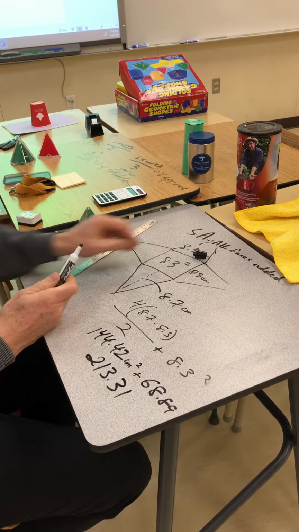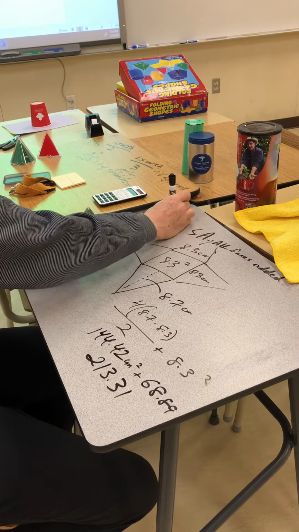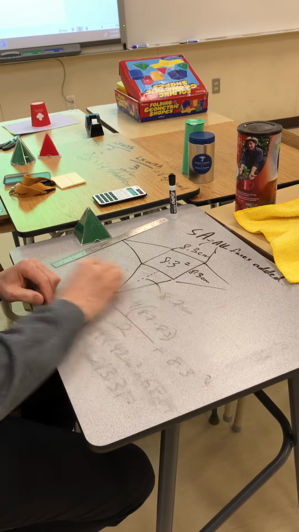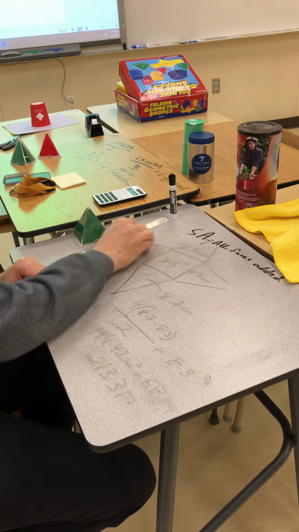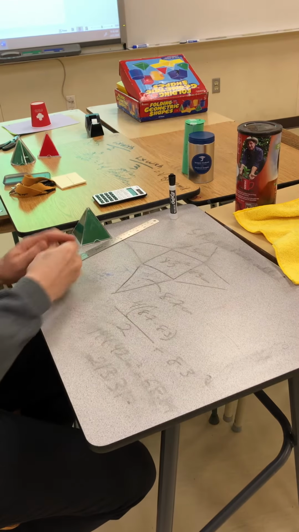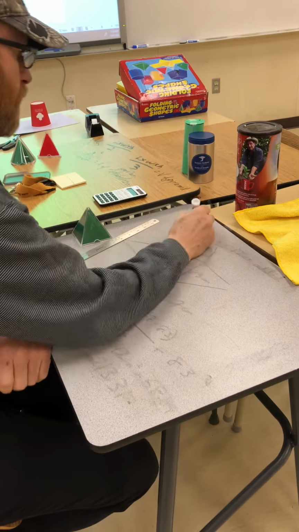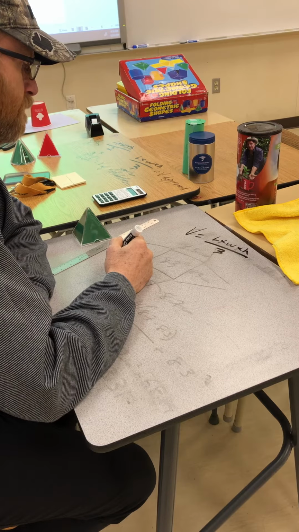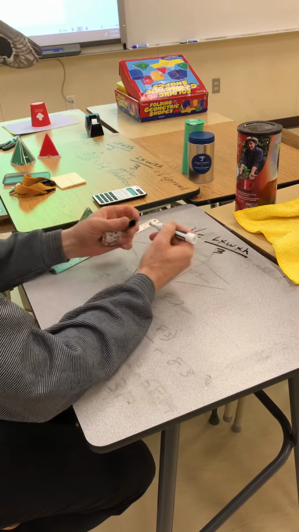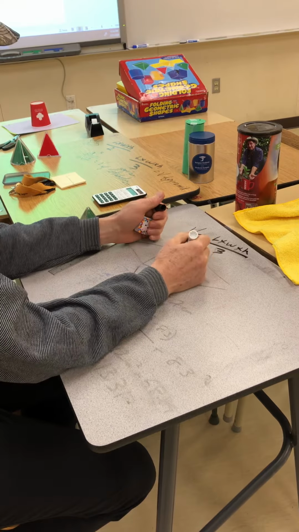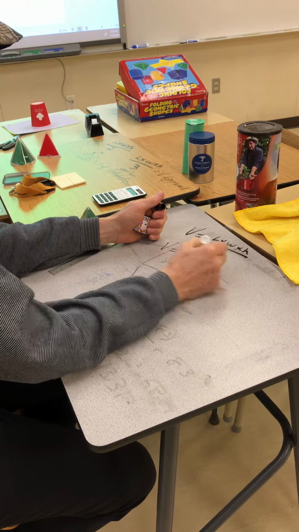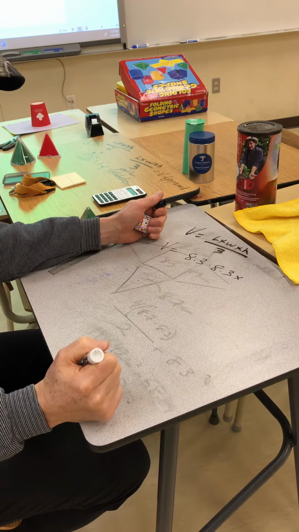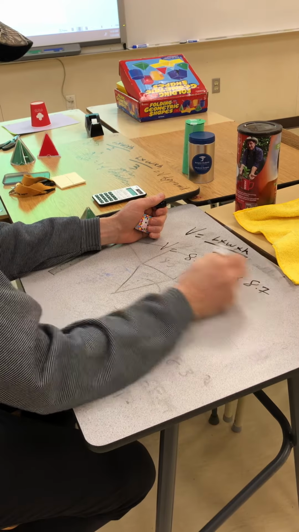Now, let's look at the volume of this thing. Volume of a pyramid happens to be a little bit different formula. It's length times width times height divided by 3. So we have volume is length times width times height divided by 3 for a pyramid. So we have volume is equal to length times width, so that's 8.3 times 8.3 times 8.7 divided by 3.